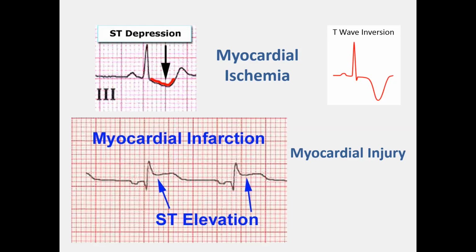So let's say that you have a Holter monitor on, a portable EKG monitor, and you have chronic stable angina. You walk up the flight of stairs. You have chest pain when you get to the top of the stairs. What do you think you would see on that Holter monitor when you got to the top of the stairs and you were having chest pain? You would see either ST depression or T wave inversion.